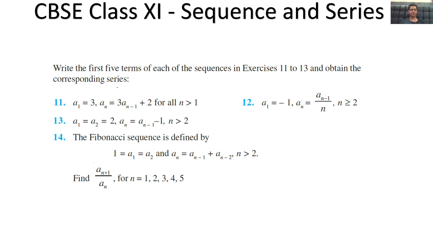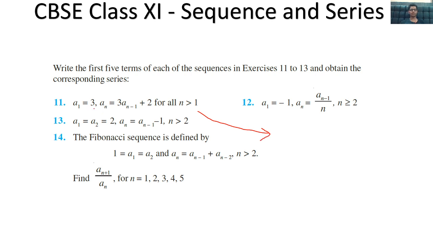Now, over here, we need to find the first 5 terms in each of the sequences in exercises 11 to 13 and obtain the corresponding series where a1 is equal to 3, an is equal to 3 an minus 1 plus 2 for all n greater than 1. Let's begin this exercise.